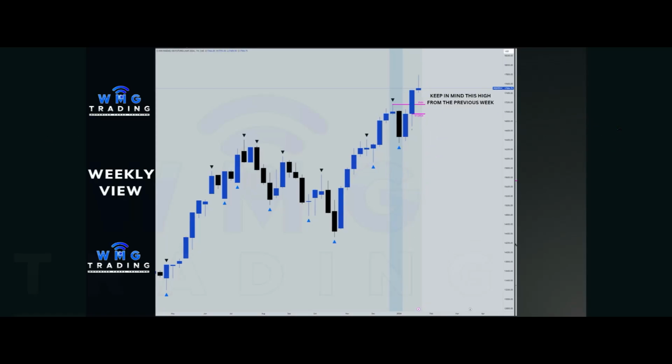So moving forward, you want to keep this high in mind from the previous week right here, because this high and this high for this candle was the draw on liquidity. And we're going to get into something at the end of the video that discusses how you could have potentially anticipated this high forming as well. So you want to stick around to the end of the video to see what that tactic is.